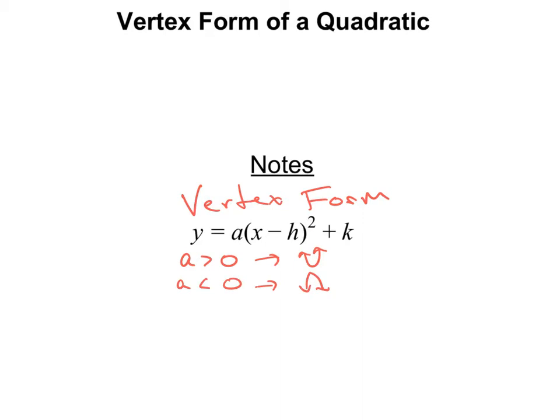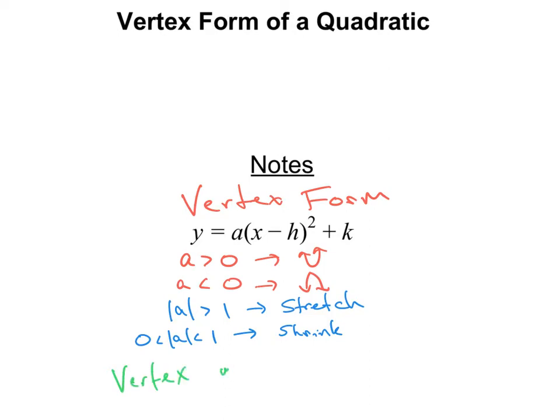If the absolute value of a is greater than 1, we're going to have a stretch. If the absolute value of a is less than 1 but greater than 0, we're going to have a shrink. But the most important thing in vertex form is that the vertex itself, the most important point on the graph, is going to be at (h, k).